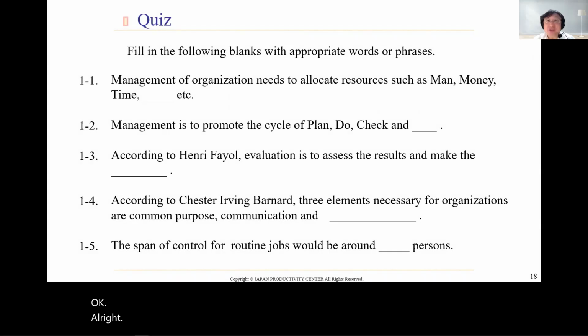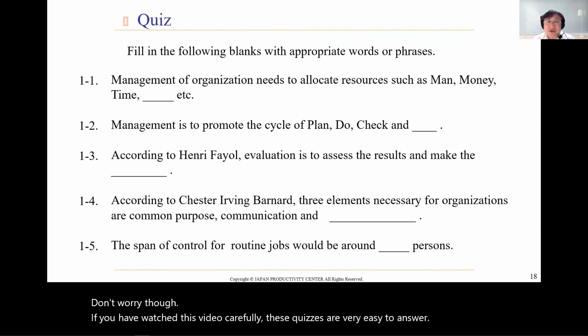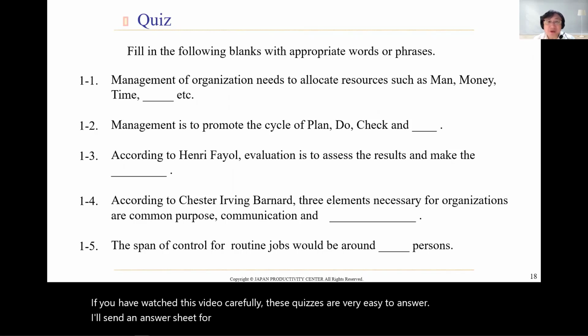As the last part of this video, I'll give you 5 quizzes. Don't worry though. If you have watched this video carefully, these quizzes are very easy to answer. I'll send an answer sheet for these quizzes later. Don't forget to send back your answer sheet by the stipulated date.